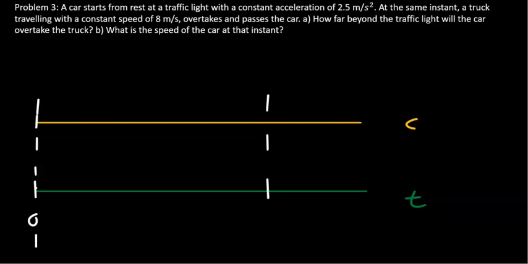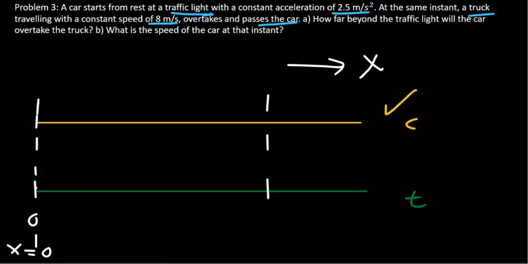Problem 3. A car starts from rest at a traffic light with a constant acceleration of 2.5 meters per second squared. At the same time, a truck traveling with a constant speed of 8 meters per second overtakes and passes the car. So we shall represent the traffic light as x equals to 0. The motion is along the x-axis, let's say.